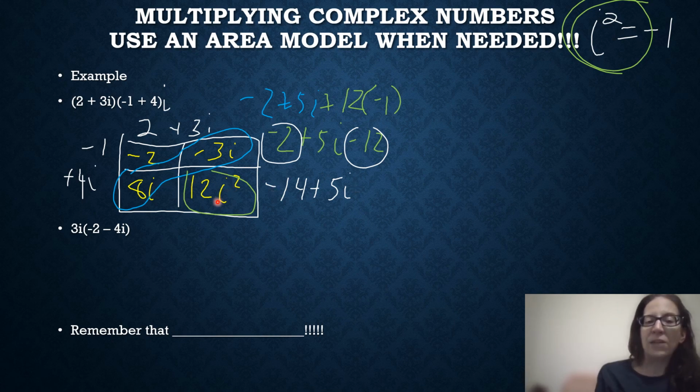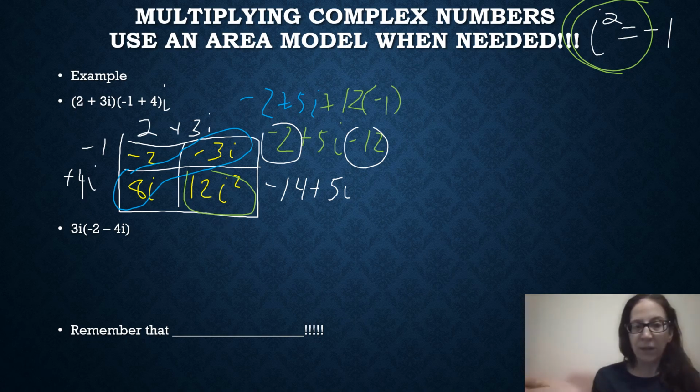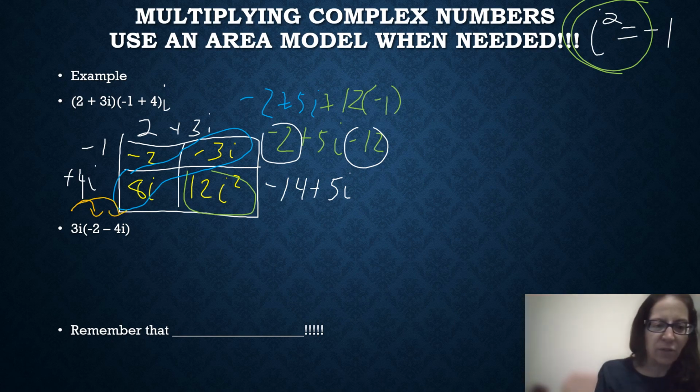Now, remember, i squared is not the same as i, okay? And i times i gives you i squared, just like x times x gives you x squared. Now, the second one looks a little bit different. This you could just use distribution for. And so for this one, we might just do this like 3i and just distribute it through.